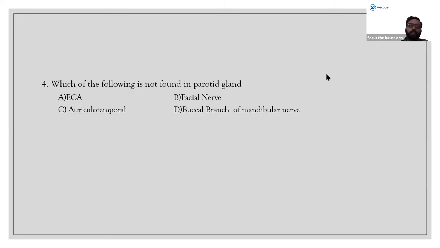Now, which is this buccal branch of the mandibular nerve? Have you come across this nerve anytime? It is the same nerve which is inside the oral cavity. The buccal block you give to extract the posterior teeth, you are trying to block this particular branch. Yes, long buccal. Okay. So this is not found in the parotid. This is not related to the parotid at all. But the buccal branch of the facial nerve is related to the parotid gland.